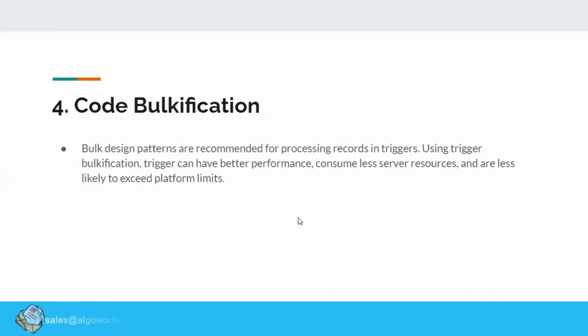Let's go further: code bulkification. As we are aware of Salesforce governor limits, it allows limited SOQL, DML statements, etc. in a single Apex transaction. So code bulkification is a very important factor while writing code. We should write our code for bulk records so that the trigger can perform well and we can ensure that it does not hit the platform governor limits.